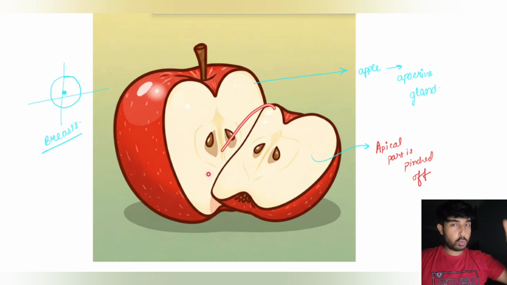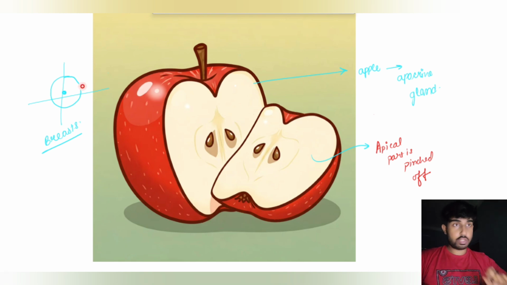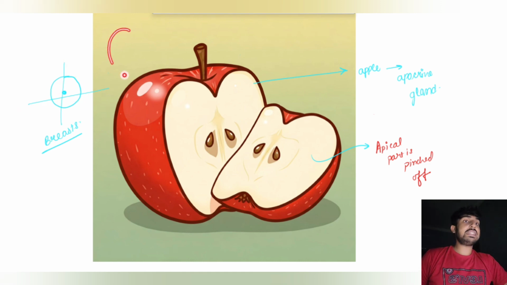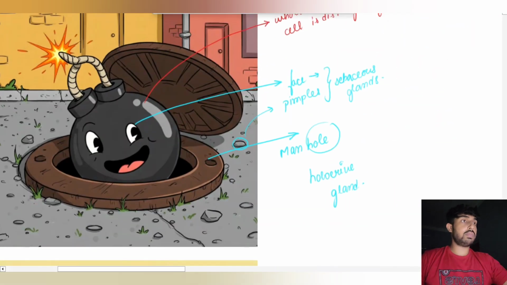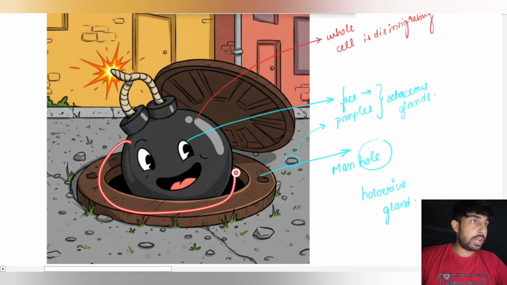Let's say we have cut off a small section of the apple and separated it. So the apical part is pinched off, right? Okay, what is the example? Breast. Alright, so breast is the example. Why? Because just consider it a round apple. When it was complete, it is also round, right? So breast is an example of apocrine gland, right?